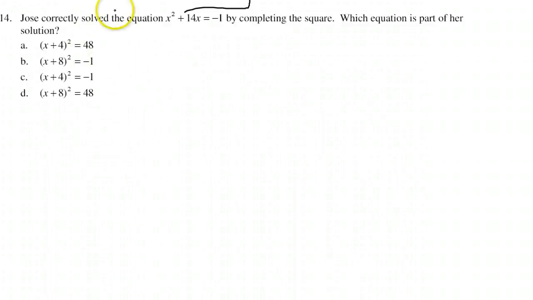For number 14, it's asking us that if we solve this equation by completing the square, so we notice again that it's a quadratic, so we can do it by completing the square, which equation is part of the solution? So let's just go complete the square. Solve this by completing the square.